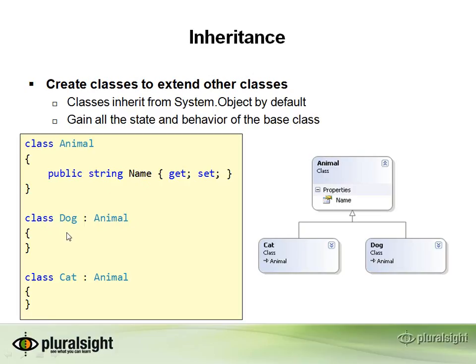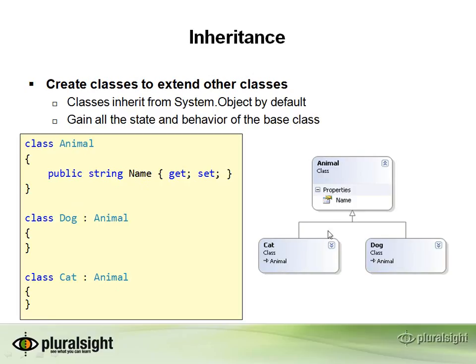And we can create multiple derived classes from this base class. So I can create another class called Cat and tell the C# compiler this should inherit from Animal. And then Cat objects and Dog objects will both share this Name property.